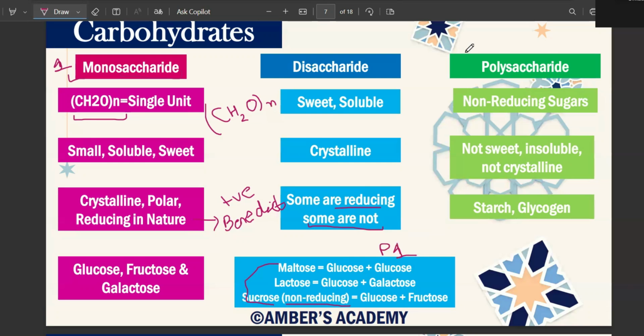Okay? Now moving towards polysaccharides. So polysaccharides, all of the polysaccharides are non-reducing sugars. And they're not sweet, they're insoluble, they're not crystalline, and the examples of polysaccharides are starch and glycogen. Okay? So far, have we understood everything? कोई मसला तो नहीं है?